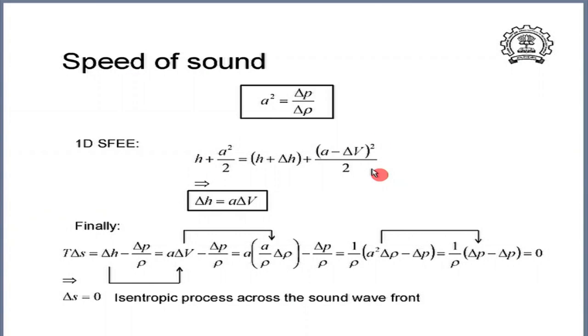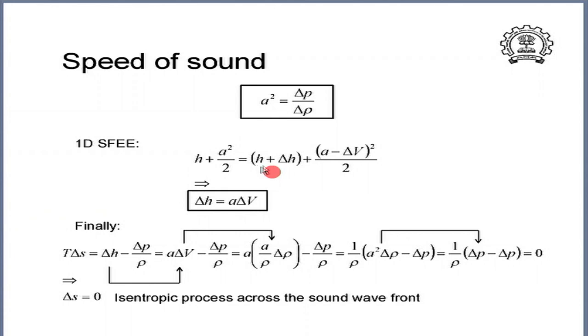So when you want to write the one dimensional steady flow energy equation, the work transfer term and the heat transfer term are going to be 0, and therefore I have directly written the one dimensional steady flow energy equation, already discarding the work term and the heat transfer term, as the enthalpy ahead of the sound wave front, or ahead of the control volume, plus a squared over 2, which is simply, with respect to the coordinate system, a is the speed of the fluid that will be appearing as if it is coming toward the wave front.